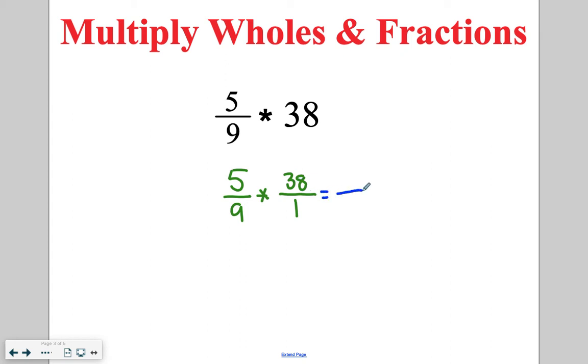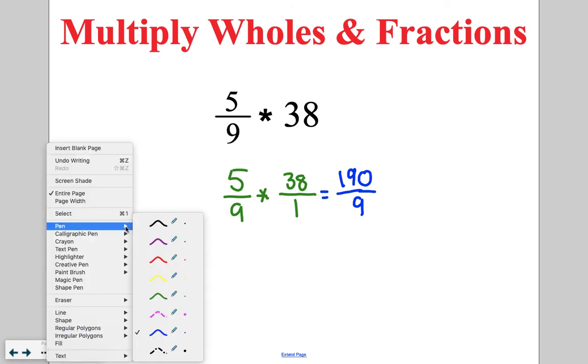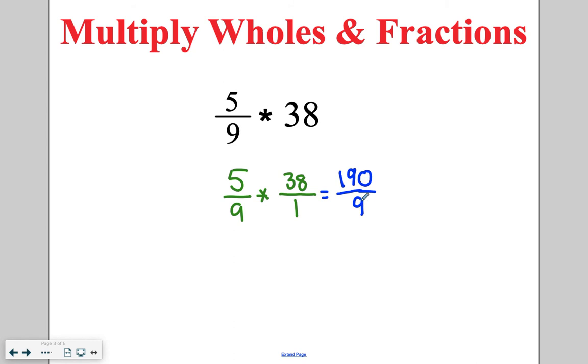What do you get when you multiply the numerators? You get 190. What do you get when you multiply the denominators? You get 9. Now, in order to reduce 190 over 9, the first thing you are going to do is 190 divided by 9. What is the whole number you get? The number is 21. Then you have a long decimal after. We're not going to include that decimal because we're looking for fractions as our answer.